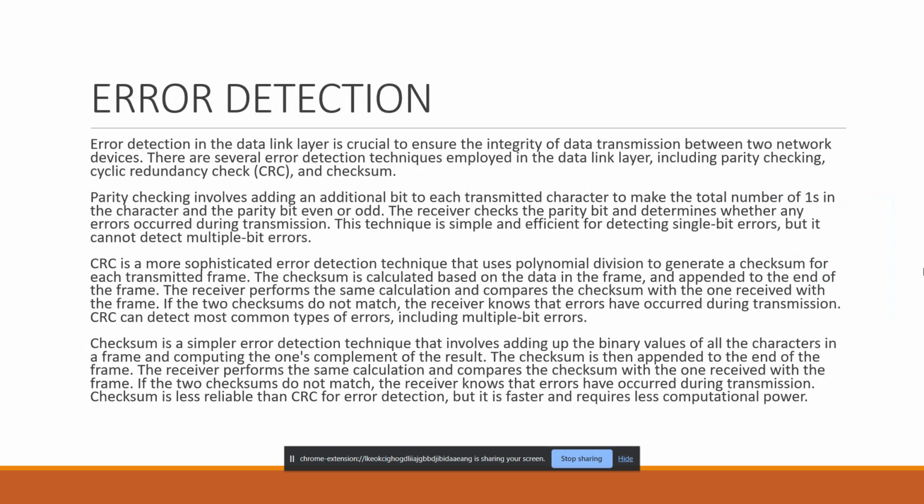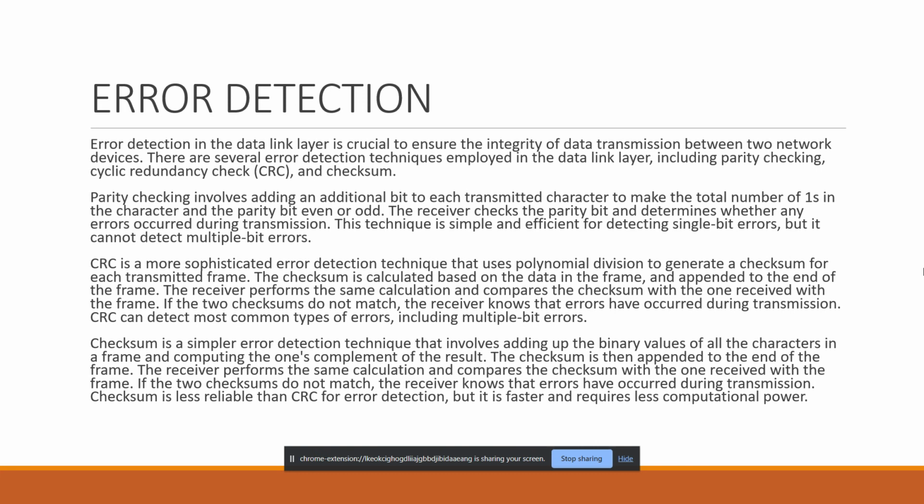Error detection in the data link layer is an important part of ensuring the integrity of the data transmission between two network devices. There are several error detection techniques employed in the data link layer, including parity check, cyclic redundancy check, and checksum. Parity check involves adding an additional bit to each transmitted character to make the total number of ones in the character and the parity bit even or odd. The receiver checks the parity bit and determines whether any errors occurred during transmission. This technique is simple and efficient for detecting single bit errors, but it cannot detect multiple errors.